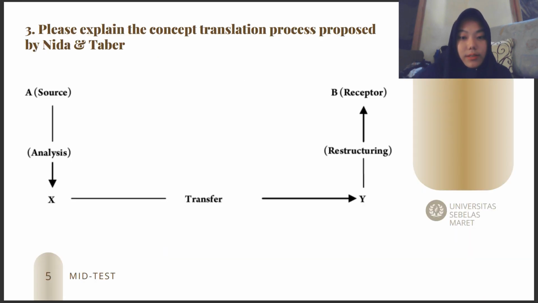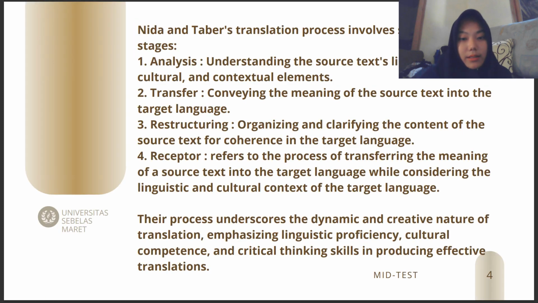Next question. Number 3. Please explain the concept of the translation process proposed by Nida and Taber. This is the image and this is the explanation. Nida and Taber's translation process involves several key stages. One is analysis, understanding the source text's linguistic, cultural, and contextual elements. Second is transfer, conveying the meaning of the source text into the target language. Third is restructuring, organizing and clarifying the content of the source text for coherence in the target language.